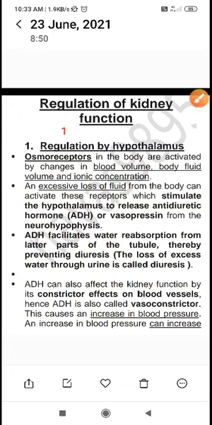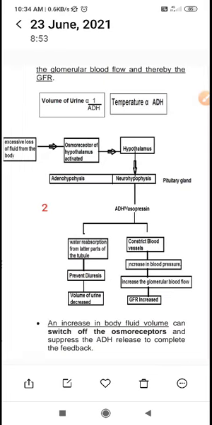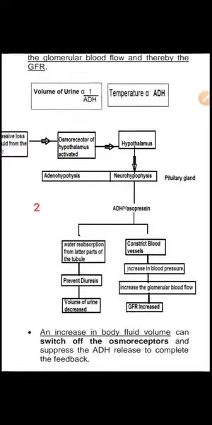Topic: regulation of kidney function. One of the methods is by the hypothalamus. The hypothalamus regulates kidney function. The condition is when water content in our body becomes low, the hypothalamus activates the pituitary gland to release the hormone ADH, which helps in water reabsorption and maintains water balance.